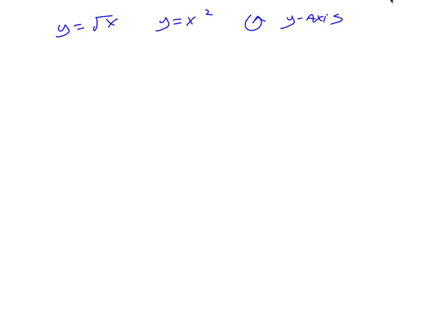So I have y equals the square root of x, y equals x squared, and this time I want to rotate around the y-axis. Alright, so let's graph what I've got, which gives me this. What do I know about the square root of x? Half parabola, so it's right here. It's going that direction. It does not start at 1.